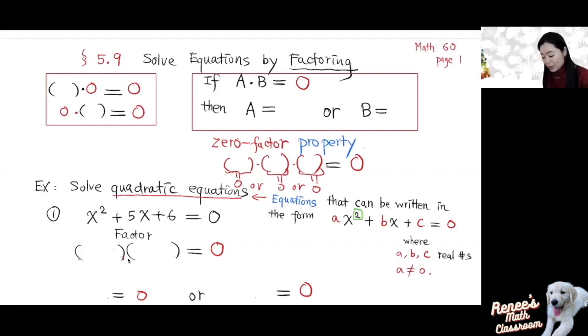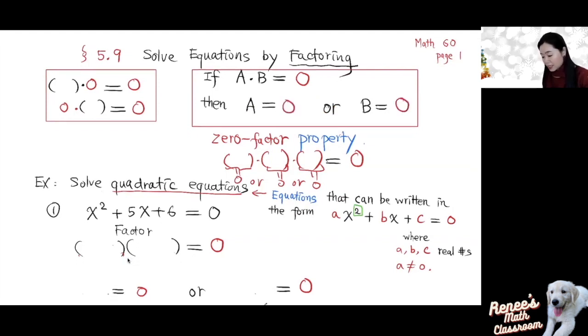So maybe A is equal to 0, or B is equal to 0, or both of them are equal to 0, right? So this is an inclusive OR. That means it could be both, okay? So A will be equal to 0 or B equal to 0, okay? So this is called the zero factor property. When you multiply factors and the product is equal to 0, then you can conclude that at least one of the factors is equal to 0.